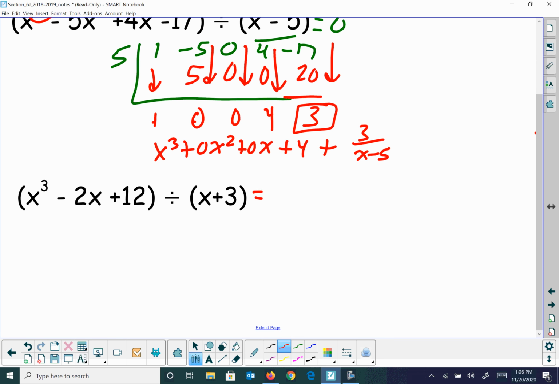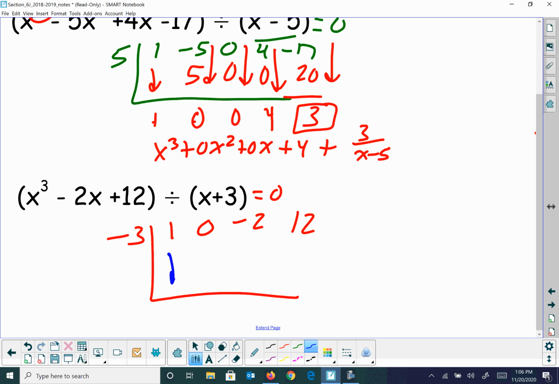Okay, again, I'm going to set that equal to 0, so I'm going to divide by negative 3. I have a 1. I have a 0 because I don't have an x squared term. Minus 2 plus 12. Bring that 1 straight down. 1 times negative 3 is negative 3. Add straight down. That's negative 3. Negative 3 is 9. Add those up. So that gives me 7.